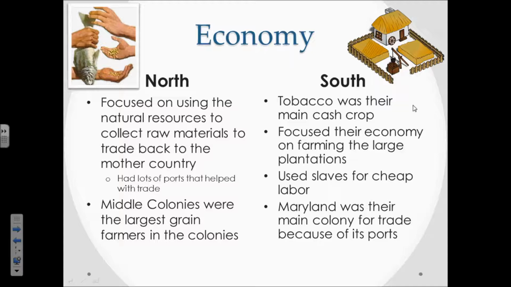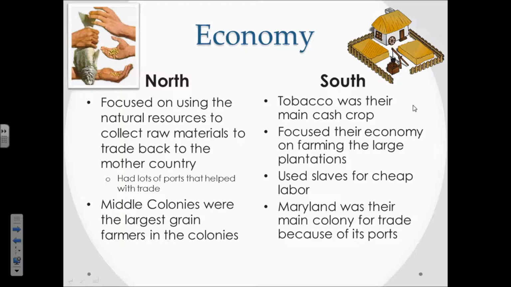However, in the South, again, like I just said, tobacco was their main cash crop. It's going to be the main source of their money. They focus their economy all around farming on the land, on the large plantations. If you think back to the other night, you might have learned that these large plantations were given to the wealthy. If you could pay for your boat ticket over to colonies such as Virginia, then you would be given land to farm on. So people would pool their land together if they were family and create large plantations, which is why they needed the slaves.